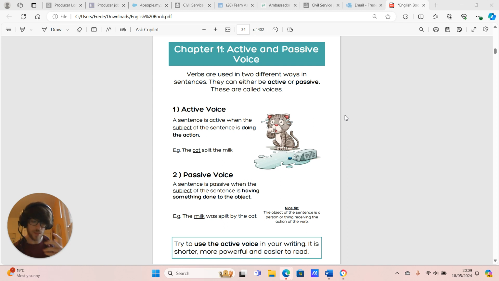Yes. Okay. So the subject. Let me restart that. Sorry, I had a bit of a moment there. Anyway, let me rephrase. Active voice: the subject is performing the action, is doing the action. Passive voice: the subject is having something done to the object, right?